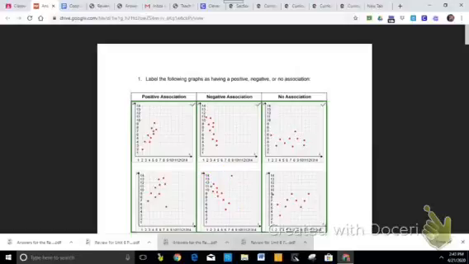And on the last one, again, my line would go everywhere if I tried to draw a line of best fit. So it's a no association.